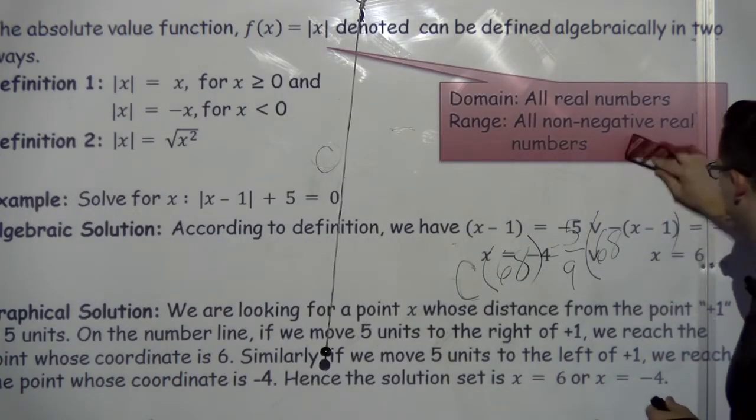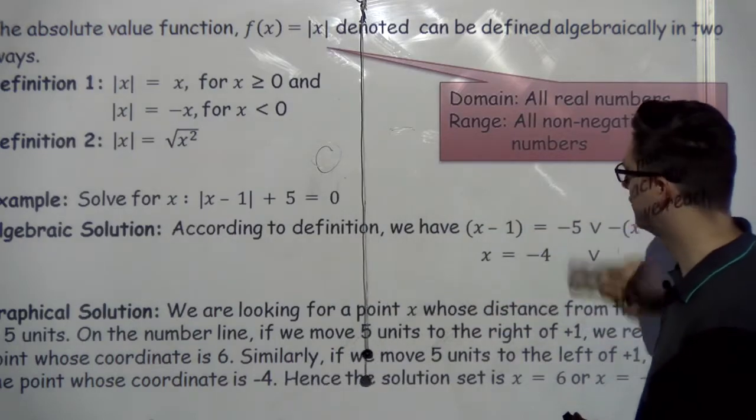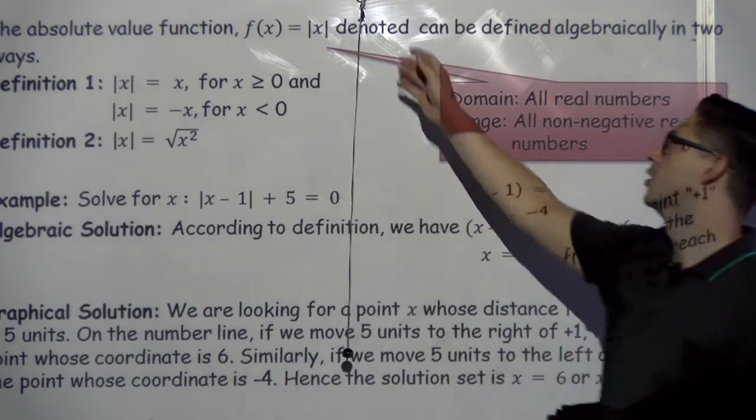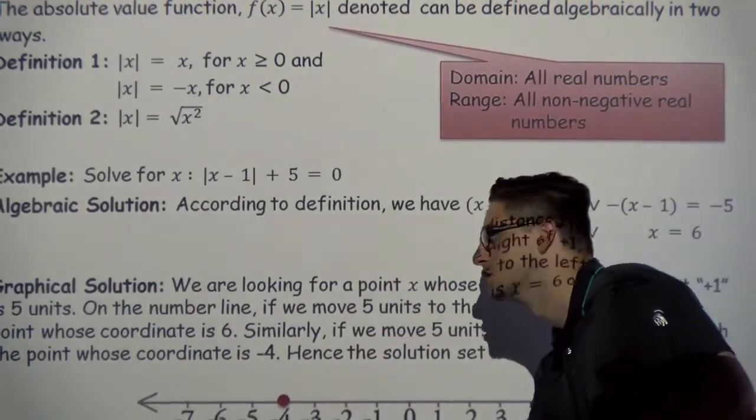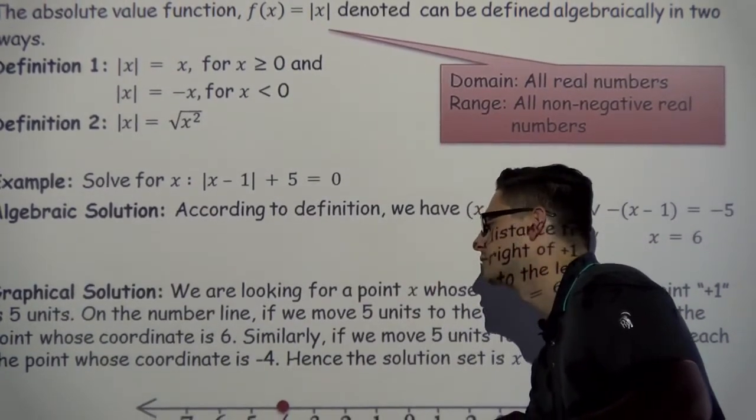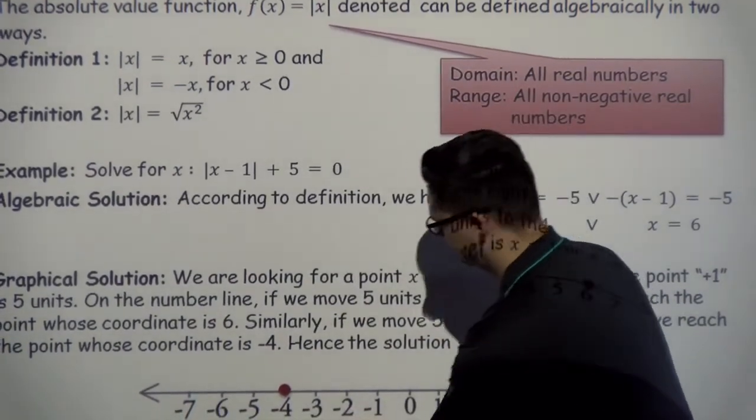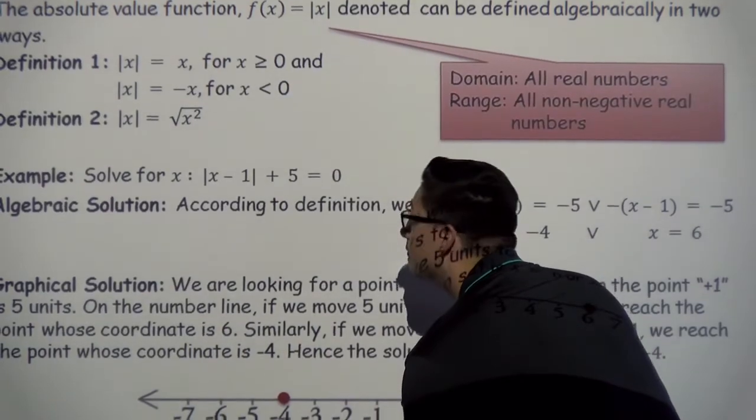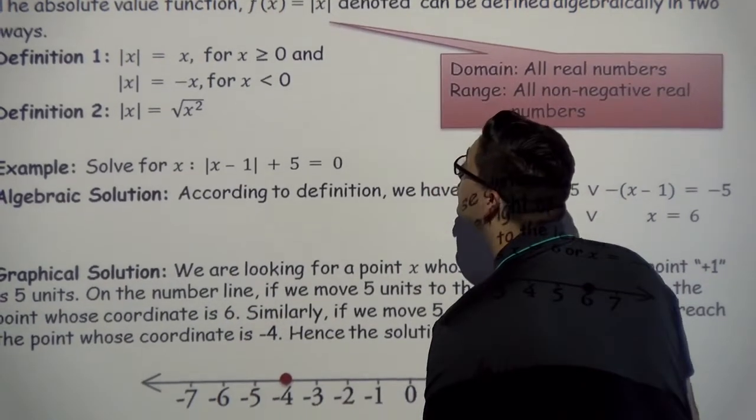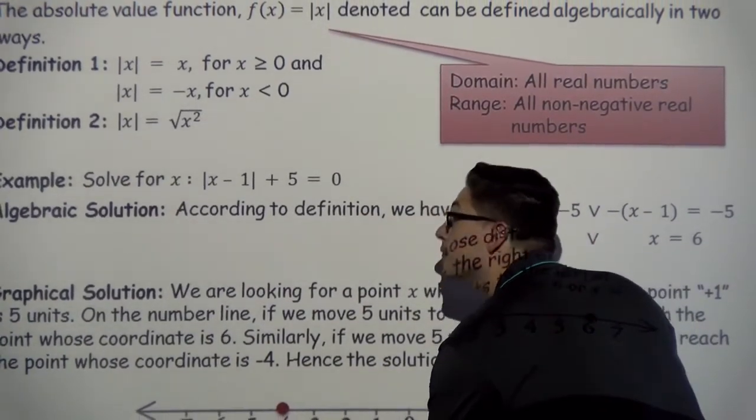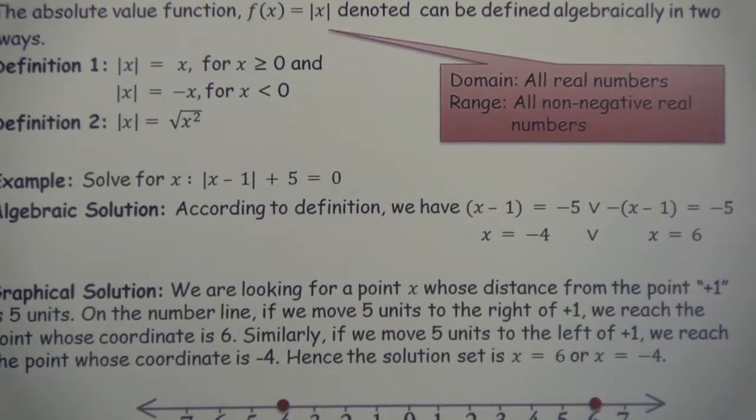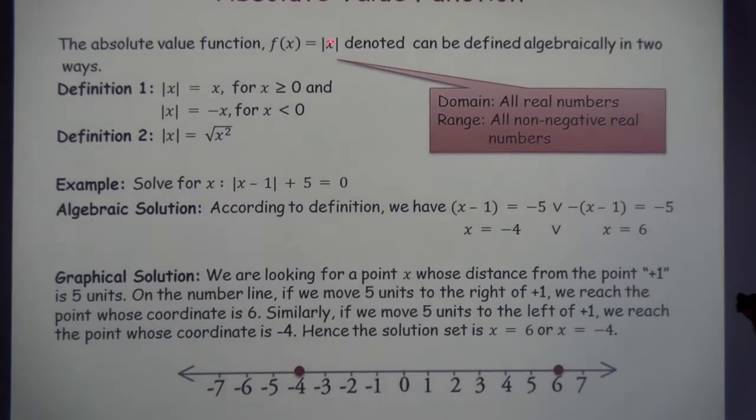Now, absolute value. Have you guys dealt with absolute value before? Okay. So we know that when dealing with absolute value, we're always going to end up with positive answers. I always have a problem with this board. There it is. Okay. So, the absolute value function is f of x equals the absolute value bars of x.